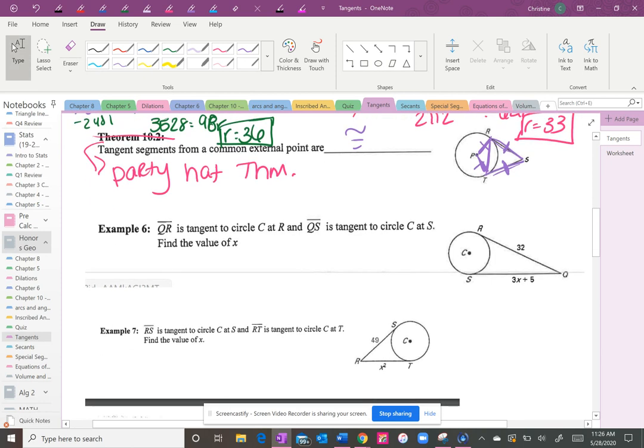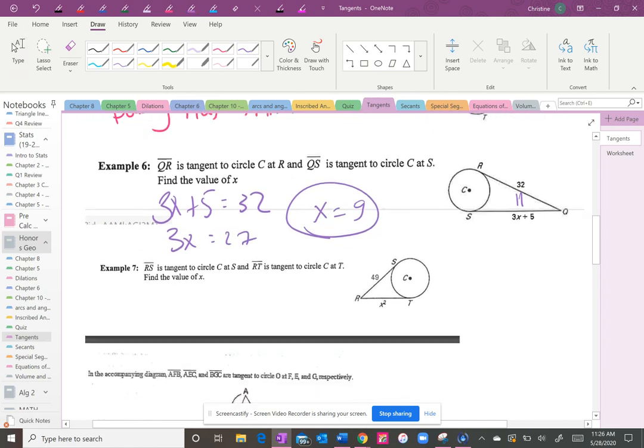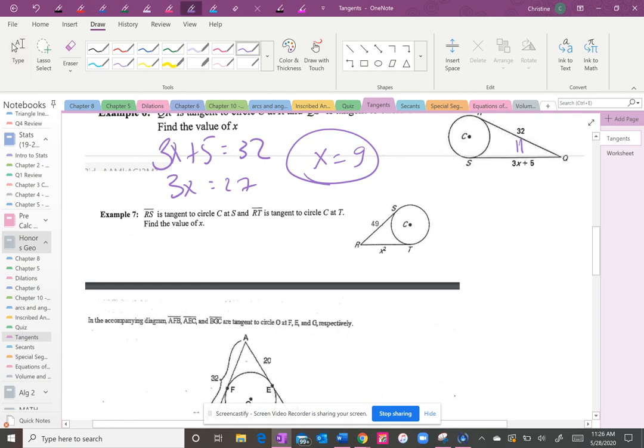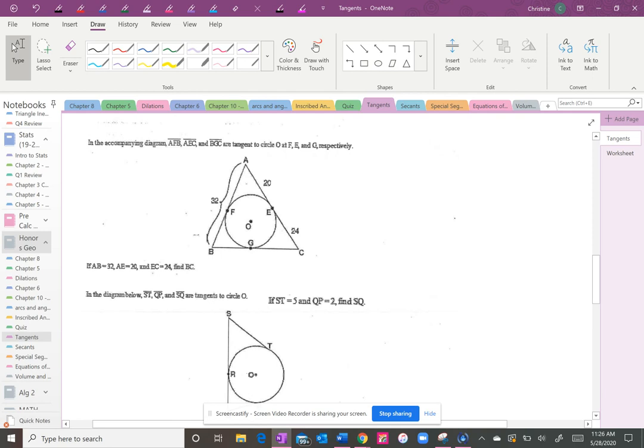So pretty simple stuff here. If you have two tangents, you just set them equal. So 3x plus 5 would equal 32. 3x would equal 27. x equals 9. This one, x squared is 49, so x would equal 7. You could have a circle that has multiple tangents on it or multiple party hats. Just be careful that you're looking at the sides that are the same. So in this case, it would be these two.